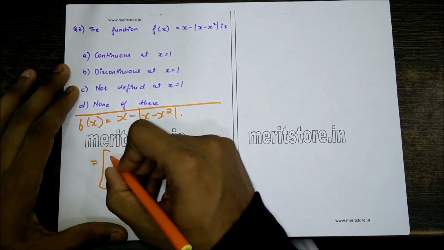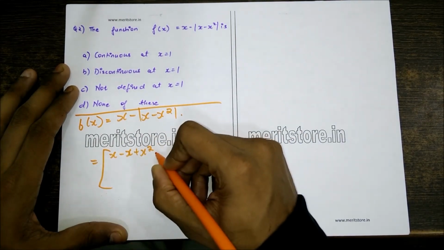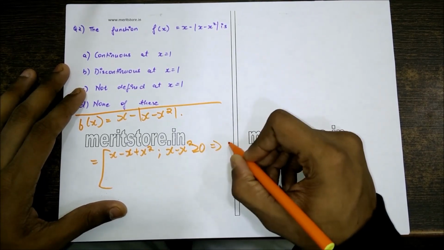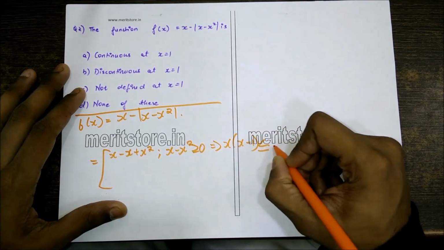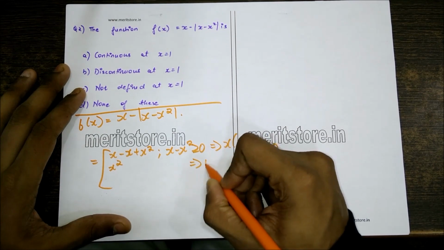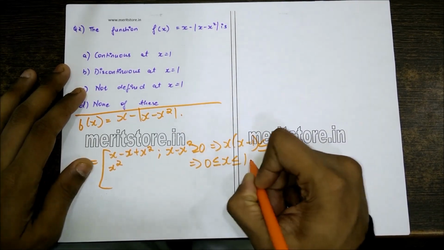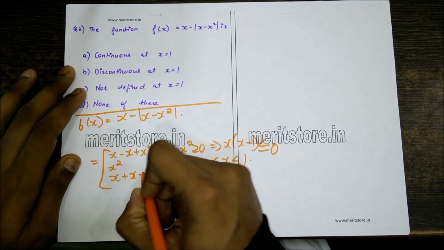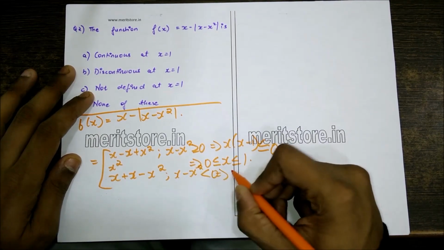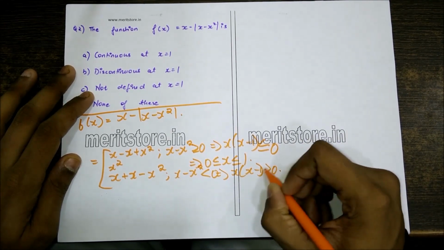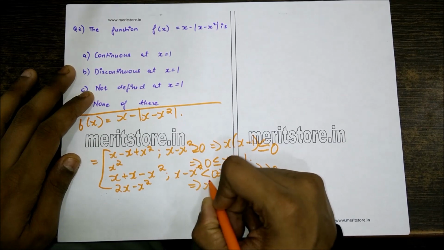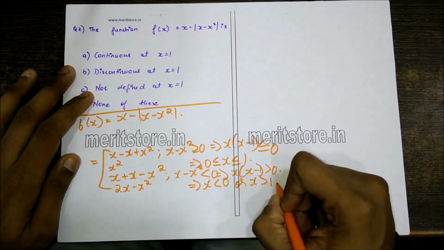So that is x minus x plus x square, x minus x square is greater than or equal to 0, giving us x into (x minus 1) is less than or equal to 0, or it could be equal to x square if 0 less than x and x less than or equal to 1, and thirdly x plus x minus x square if x minus x square is less than 0, giving us x minus 1 greater than 0, and the last is equal to 2x minus x square for x less than 0 or x greater than 1.